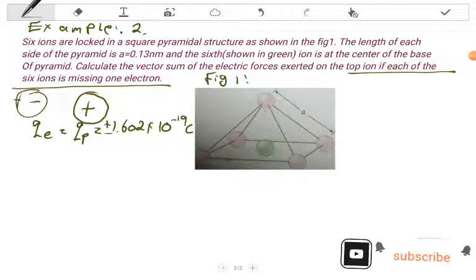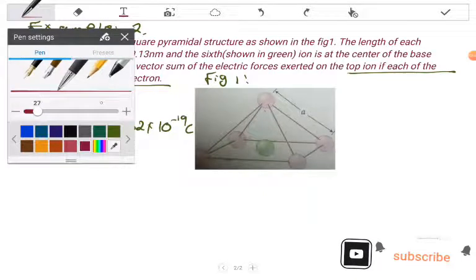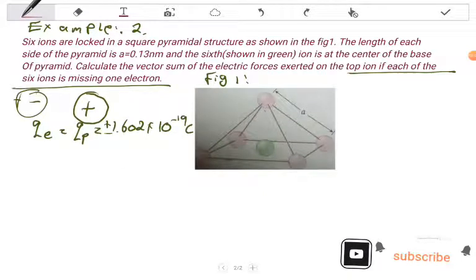Our question says we have to calculate the vector sum of the electric forces exerted on the top ion. To do that is easy. You can see this is a complicated diagram with many ions, so we have to come up with a better way to simplify this problem. The better way is to draw the free body diagram. The free body diagram is going to make everything simple.